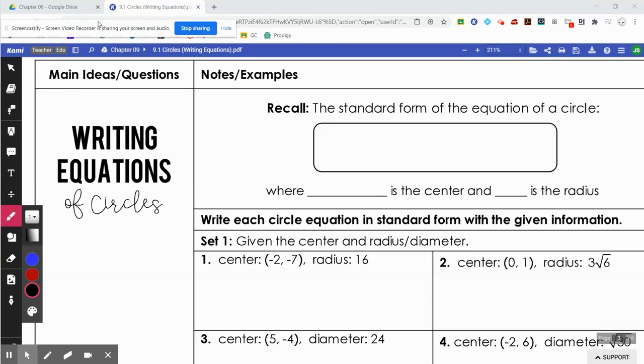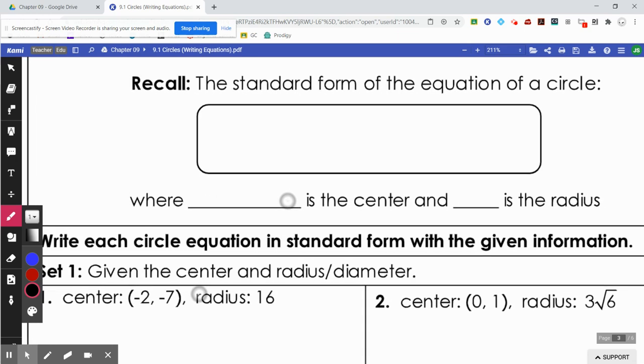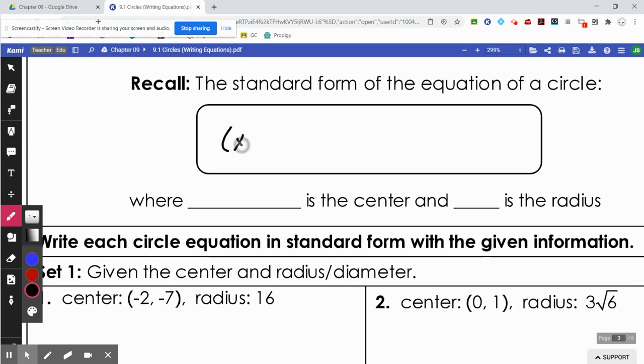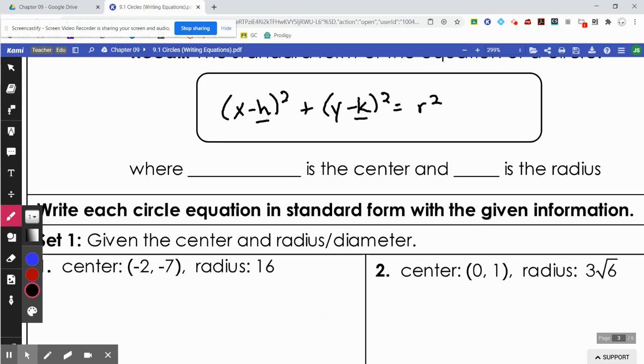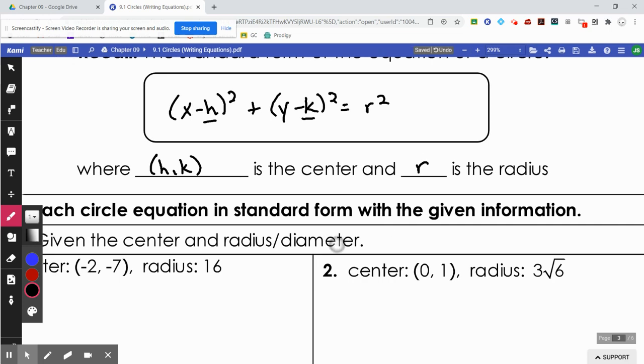In this section, we're going to be writing equations of circles. So let's recall the standard form of the equation of a circle. Again, it is x minus h squared plus y minus k squared is equal to r squared, where the h and the k is the transformation that moves your center. So your center will be located at (h, k), and your r is your radius.